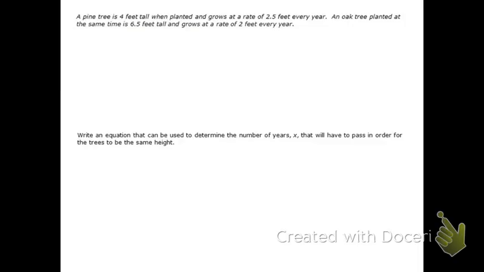So what do we have to know first? First, we have to write out, well, what expression represents what we have? So I'm going to say, well, I have my pine tree. I know it's 4 feet tall when it's planted, so that's not being multiplied or anything. That's our constant. That's what we start at. Then I'm increasing at a rate of 2.5 feet per year, so that's going to give me 2.5x. So there's my pine tree expression.